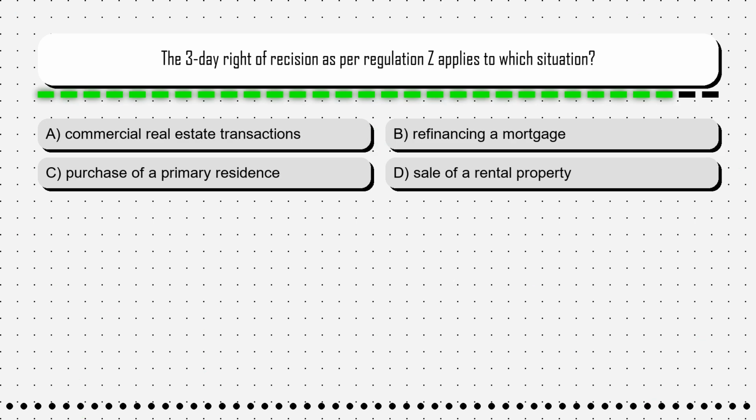Question 53. The 3-day right of rescission as per Regulation Z applies to which situation? Option A, a commercial real estate transactions. Option B, refinancing a mortgage. Option C, purchase of a primary residence. Option D, sale of a rental property.